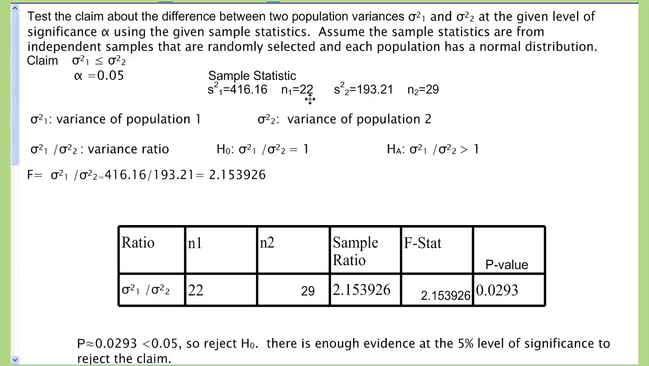This is the number of entries in the sample for that particular sample, 22. This is the variance for the second sample, and here's the number of entries in the second sample. Now, what I'm showing you here just tells you that that symbol stands for variance of the first population. This symbol stands for variance of the second population. And this talks about your variance ratio.